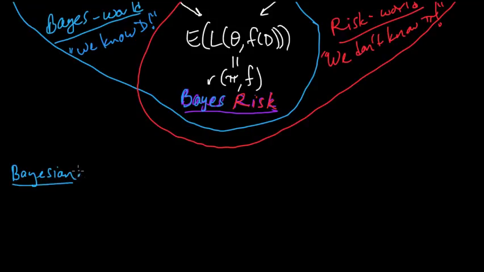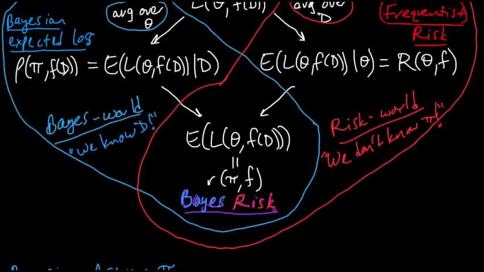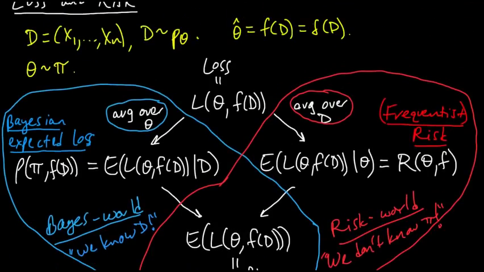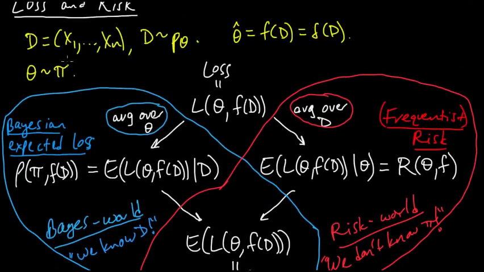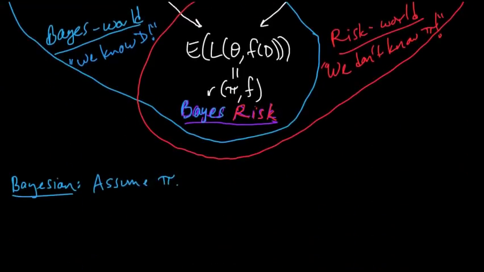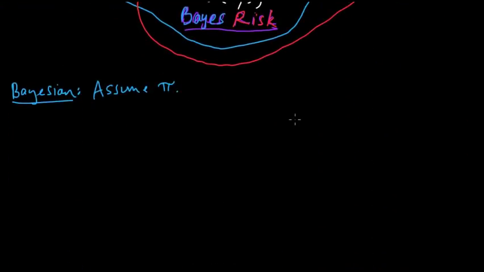So for the Bayesian, living in Bayes' world, your perspective is, let's assume pi. We'll assume some prior distribution on theta. Remember, pi was our prior distribution on theta. Theta was a parameter for our data, the distribution of our data. So the Bayesian says the solution is to assume a prior pi. And then you're left with two cases.